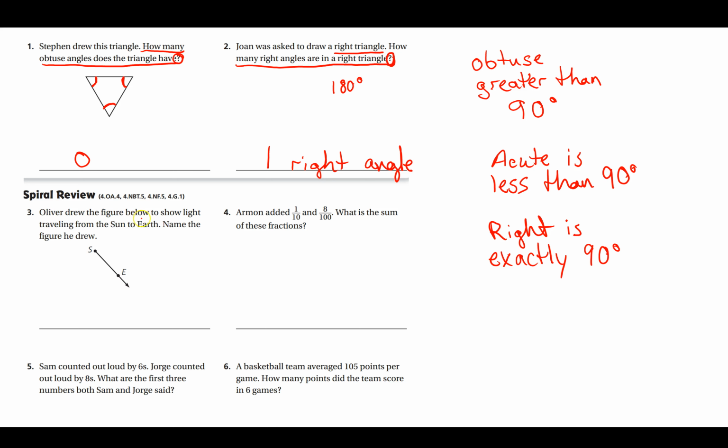Okay, number 3, Oliver drew the figure below to show light traveling from the sun to Earth. Name the figure he drew. The fact that it's showing the sun to the earth doesn't really matter for our naming purposes, but I know the first letter has to be S because that's where this ray started. It started here at S. I know it started here at S because there's no arrow going in the other direction saying that it could have potentially started somewhere else. So it started right here and then went through point E and could potentially go on forever in the other direction. So S has to be my first letter.